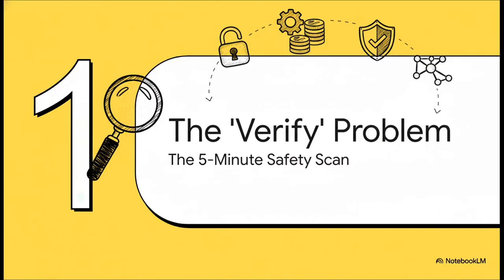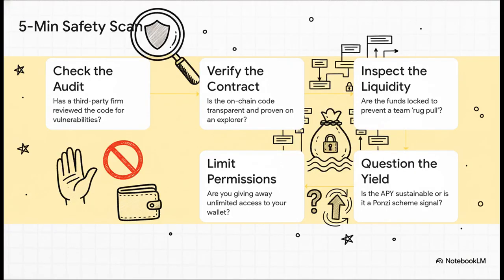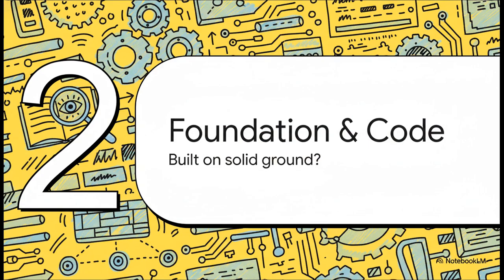The solution, I call it the 5-minute safety scan. It's a really quick check you can run on any new dApp, and all you have to do is focus on 5 critical areas. And here they are, the 5 big ones. Check the audit, verify the contract, inspect the liquidity, question the yield, and limit permissions. That's literally it. You get these 5 checks down, and I'm telling you, you'll be able to dodge the huge majority of scams out there. And again, you don't have to read a single line of code. Pretty cool, right?